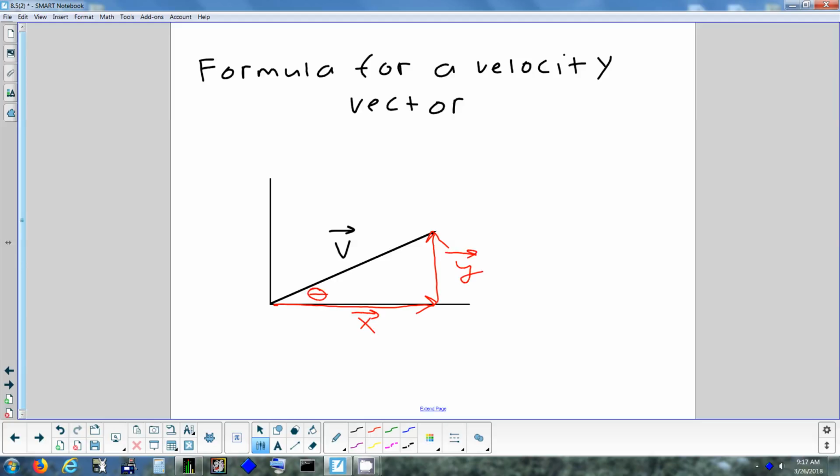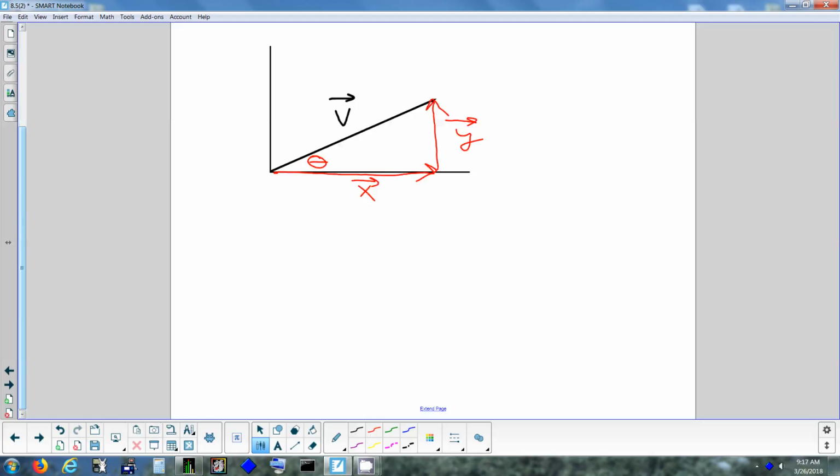Okay, let's start with x. I want to come up with a formula for x. So I want to involve this, and that. What trig function could I use that would involve the three things that I circled on the board? Yeah? Cosine. Yeah, you can use cosine. So cosine of my angle equals.